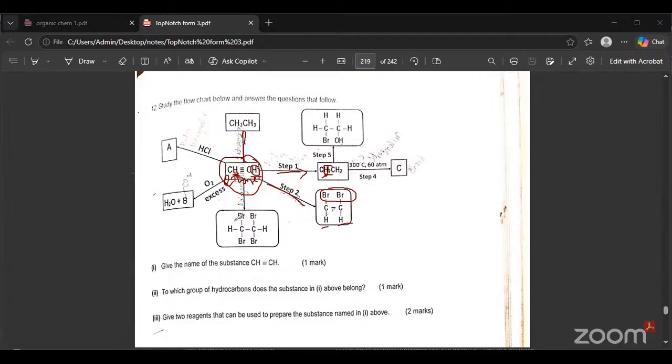Hii imeteremuka. Ilikuwa na hydrogen moja na hydrogen moja. Hapa iko na hydrogen moja na moja. What has been introduced? Halogenation. But it is a double what? Halogen. Yes. Now check this one. What is this? An acid. Step what? No, it doesn't have step. Wacha tuweke iko step 6.